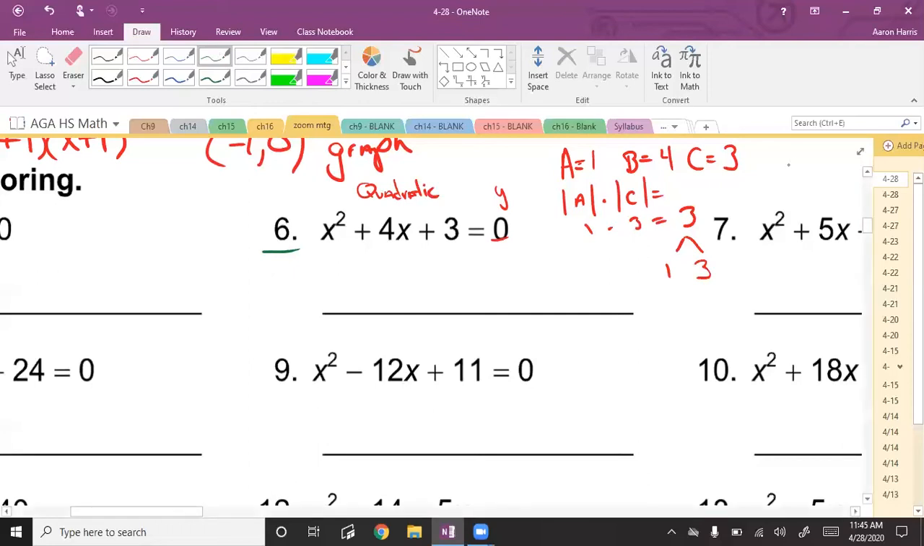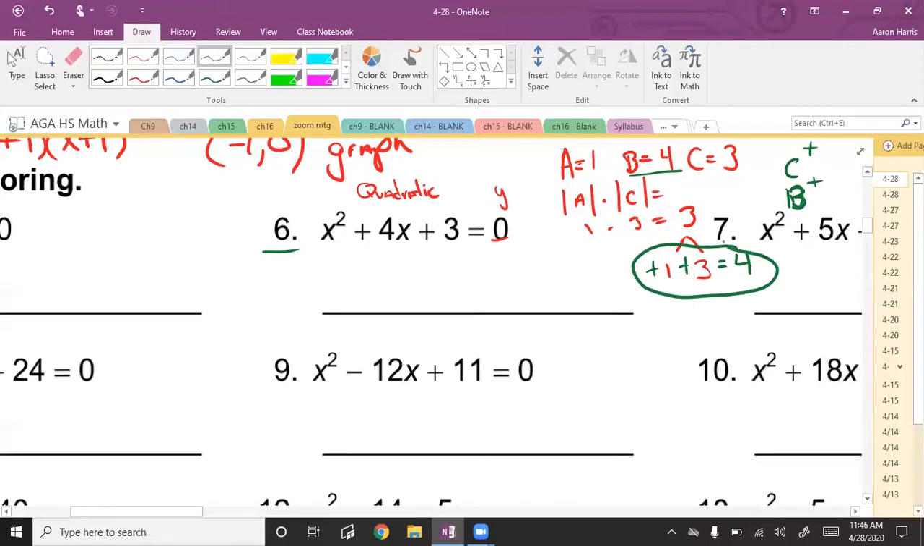Yes. C is what kind of number? Positive or negative? Positive. B is what kind of number? Positive or negative? Positive. Therefore, both of your factors have to be positive. And when you add them together, what do you get? 4. Does that equal B? Yeah. So you know that this works, correct?